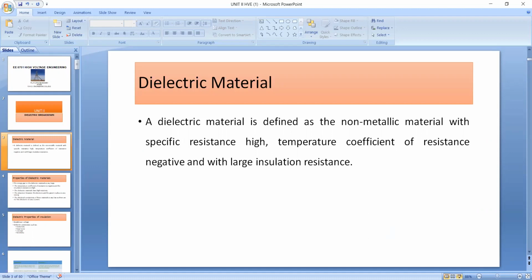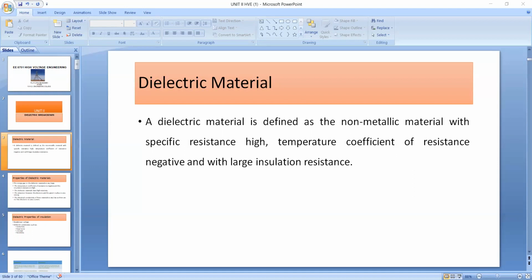The dielectric material will have a high specific resistance, high temperature coefficient of resistance, and a large insulation resistance. In case of dielectric material, the temperature coefficient of resistance is negative, and it is defined for a non-metallic material.